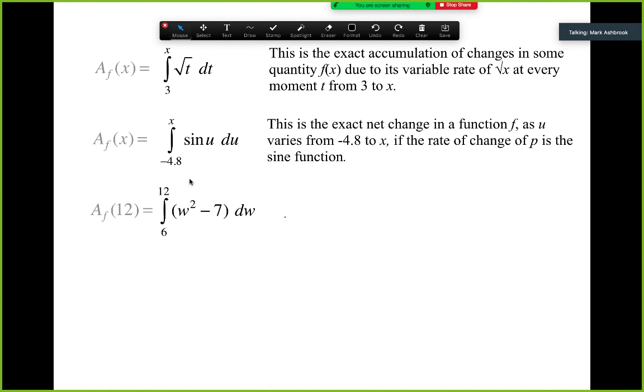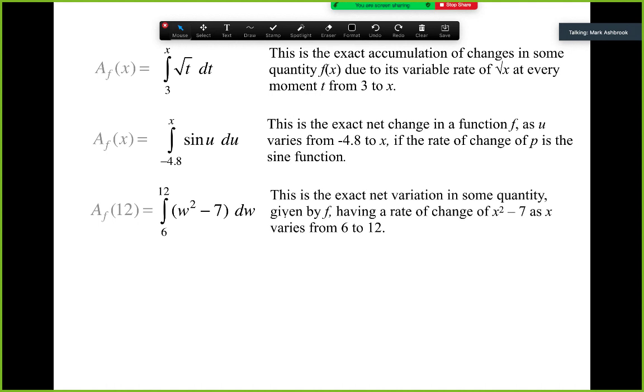So you saw lots of these in Calc 1, and we're going to see lots of them in Calc 2. I want you to have a new perspective on it: this was from some net accumulation function. It's the particular value when the independent value x is equal to 12. Or in other words, it's the exact net variation of a quantity given by f, where the rate of change is x squared minus 7, as x varies from 6 to 12. So if you vary x from 6 to 12 and accumulate at this rate, you're going to get a number, you're going to get a value. Okay, is this making sense?